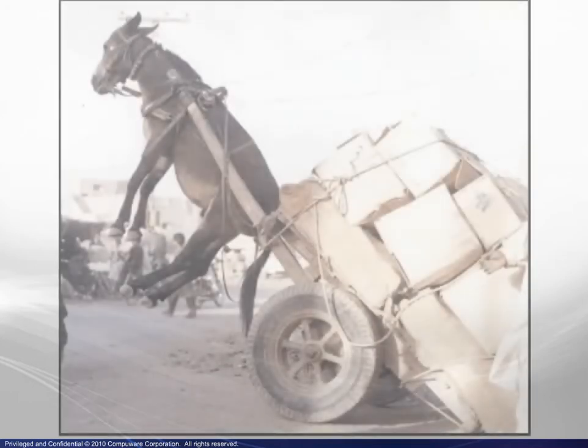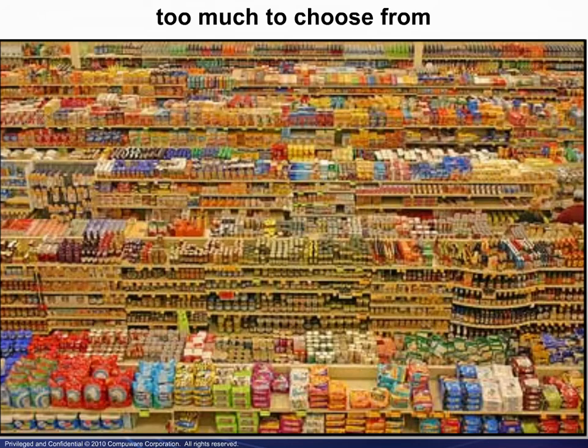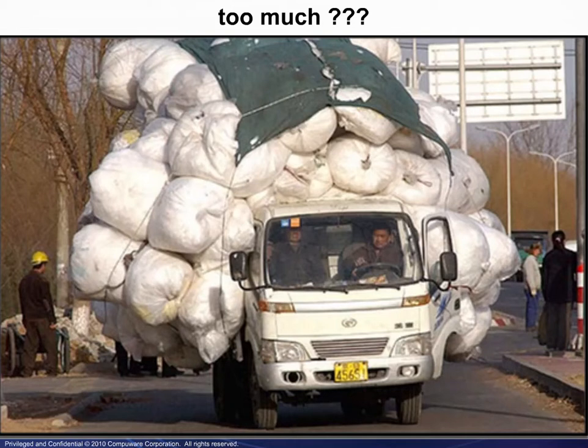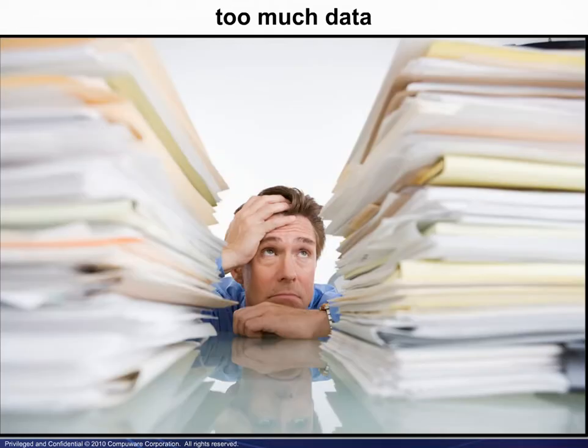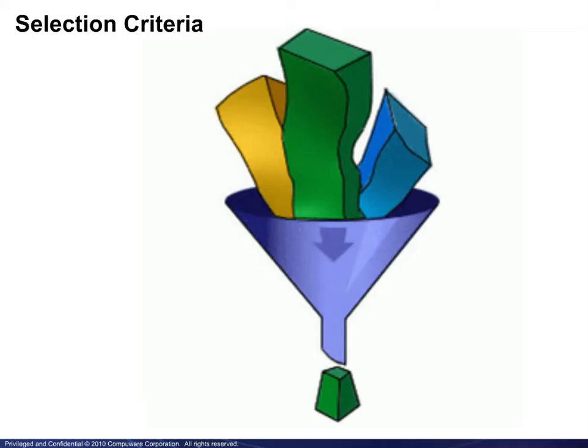Too much is common in the real world. It could be too much cargo. It could be too much to choose from. It could be too much whatever. In the IT world, it could be too much data, or way too much data. Enter selection criteria to avoid having to work with too much data.